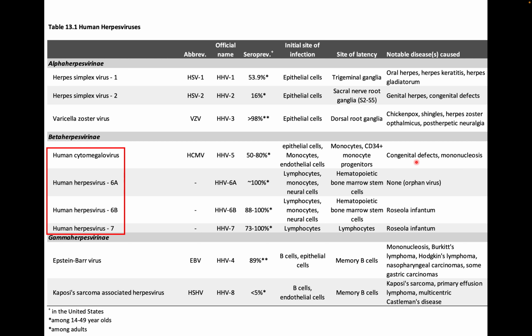a small percentage of cases of mono are thought to be attributed to cytomegalovirus. And then with 6A, there's actually no clinical condition associated with that virus. With 6B and 7, you can sometimes have some more significant complications, but the most common is this rash you'll get on infants that's generally not particularly problematic.